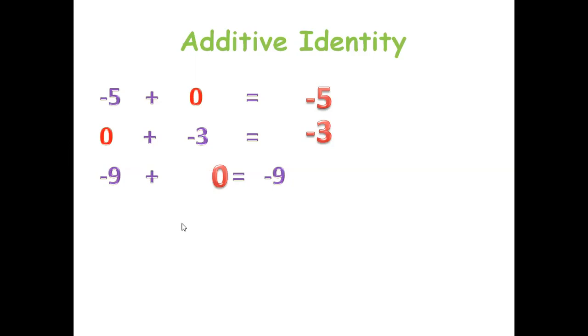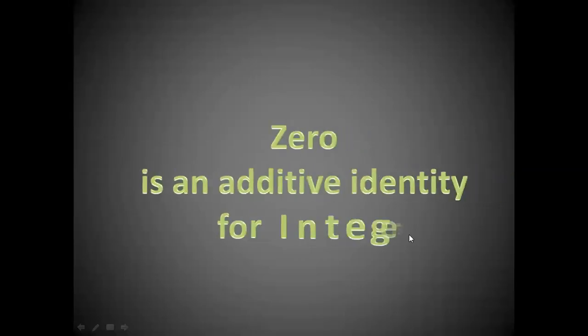See here, when an integer is added to 0, you will get the same integer. So for any integer a, a plus 0 is equal to a. If you add 0 to any integer, you will get the same integer. This property is called identity property for addition of integers. So 0 is called additive identity for integers.